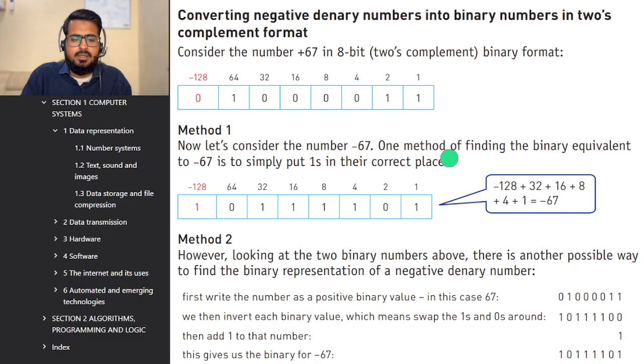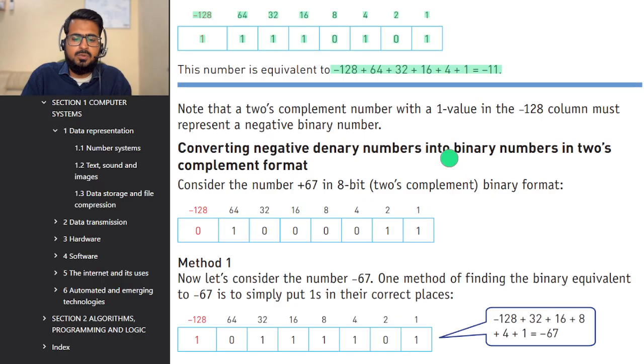Now, the interesting thing comes when the examiner gives you a negative denary. In a positive denary, we just put the ones in the right places and do the addition, and we get the answer. But when the leftmost bit is minus 128, it is a little bit tricky to do the calculation. Let's see what I'm talking about.